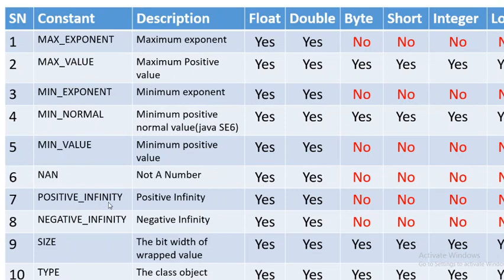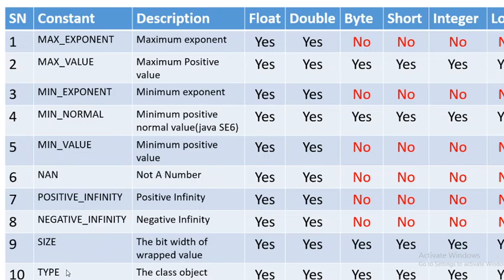POSITIVE_INFINITY. This constant gives you the positive infinity value for the related wrapper class, and it is available only in the Float and Double wrapper classes. NEGATIVE_INFINITY gives you the constant for negative infinity with the related wrapper class, and it is also available only with Float and Double. SIZE, the bit width of the wrapped value, is available in all the wrapper classes.